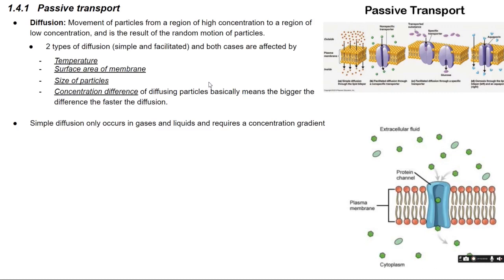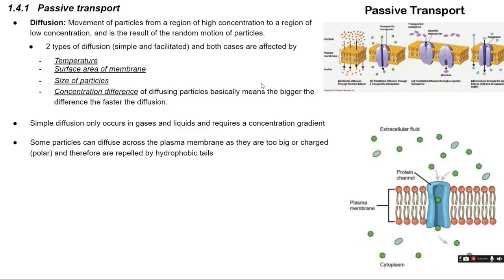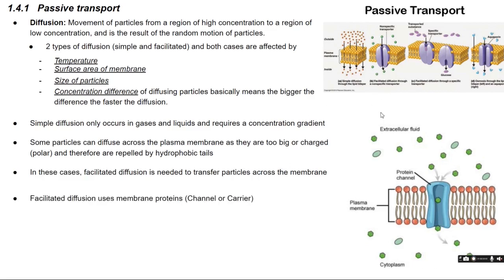Simple diffusion only occurs in gases and liquids, and it requires a concentration gradient, as I said before. Then some particles cannot diffuse through the plasma membrane since they're too big or have a charge, meaning they're polar, so they don't fit through the hydrophobic tails, they're repelled by them. In these cases, a protein would be needed, and that is facilitated diffusion across the membrane. It could be either a channel or carrier protein.